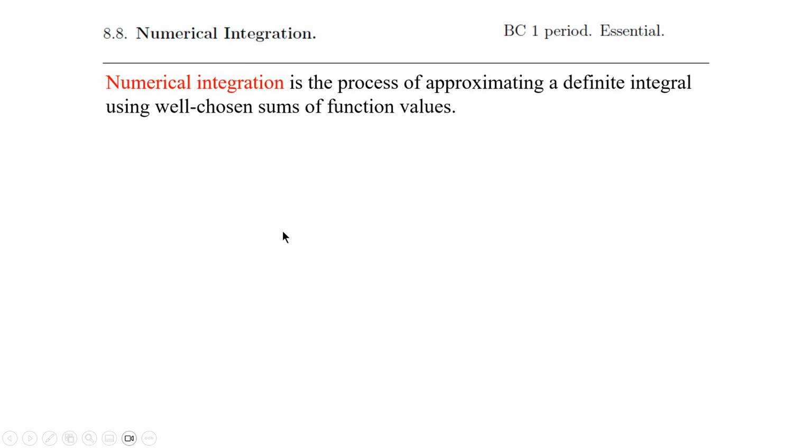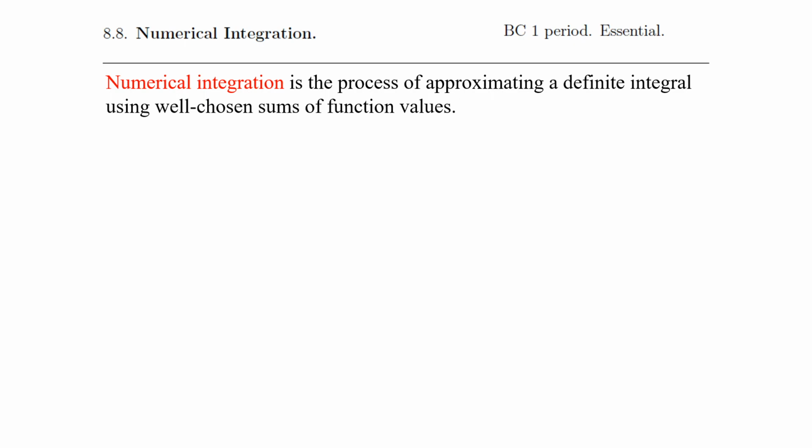Okay, this is our last section out of the textbook, 8.8, Numerical Integration. And you have seen almost all that we're going to talk about today other than the midpoint rule. So, why do we need these numerical integration techniques?